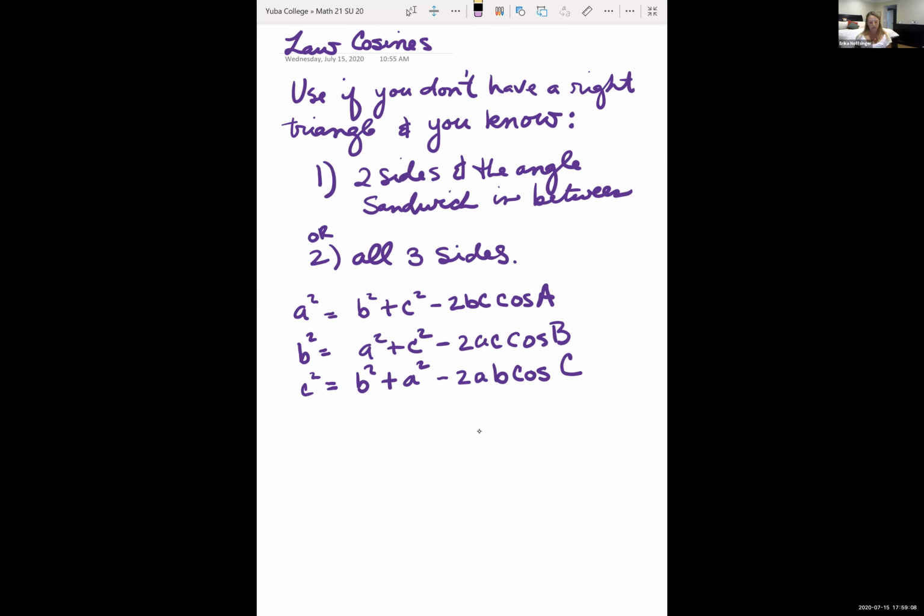Basically, if we knew all three sides, we could put those values in here, and then we would be left with cosine of the angle that we're trying to find, and we can isolate it and figure out what that angle is.